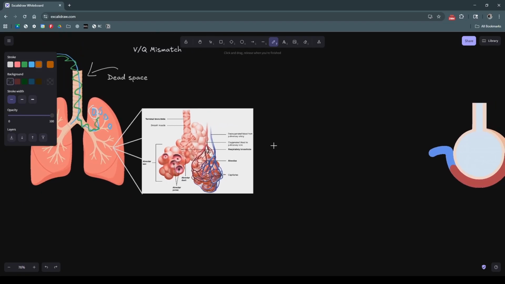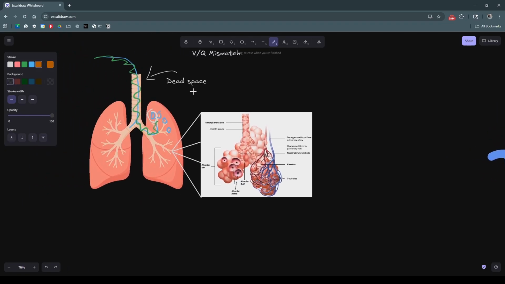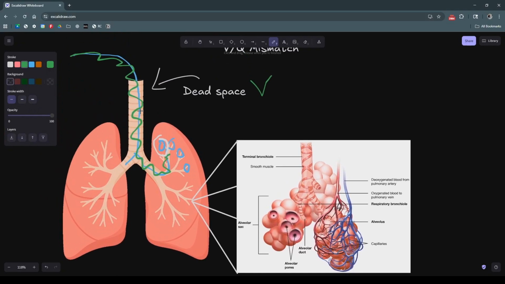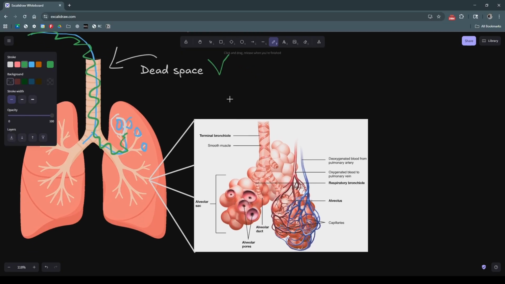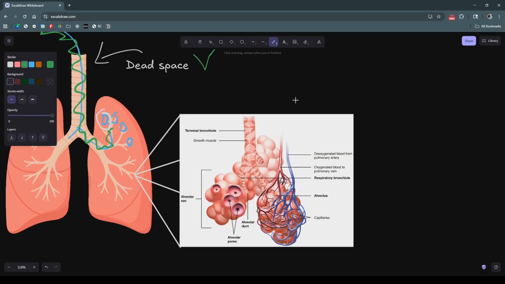So, like I said, we've got dead space where ventilation is occurring, but not respiration. And that's what we would call physiological dead space, because essentially it's a normal process, an anatomical dead space, just completely normal processes. In general, that's around 150 milliliters for adults.